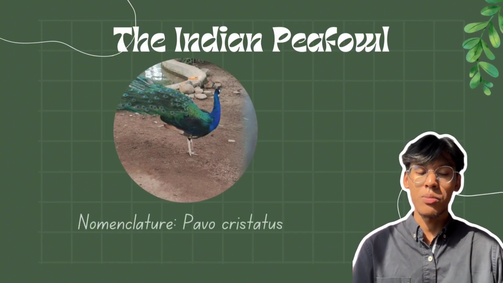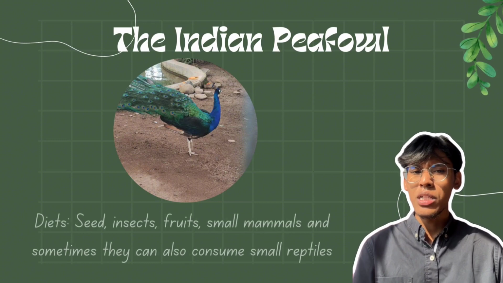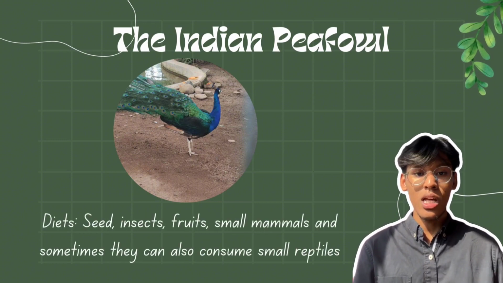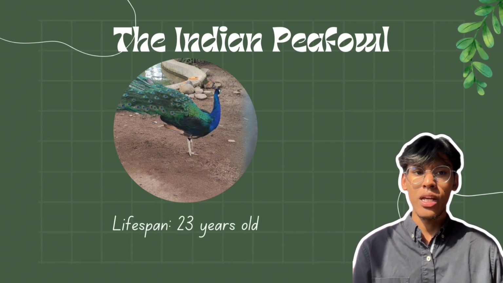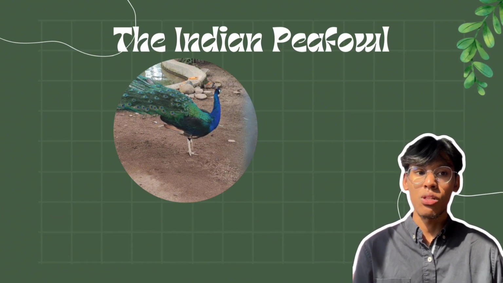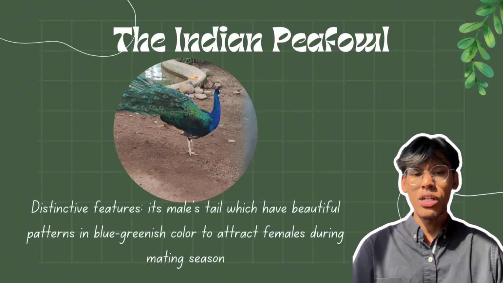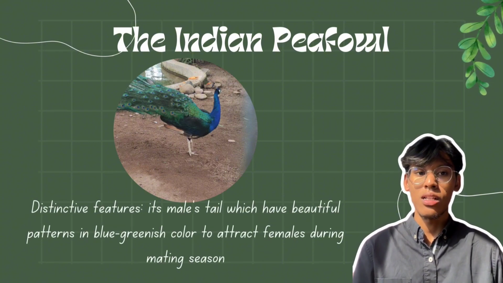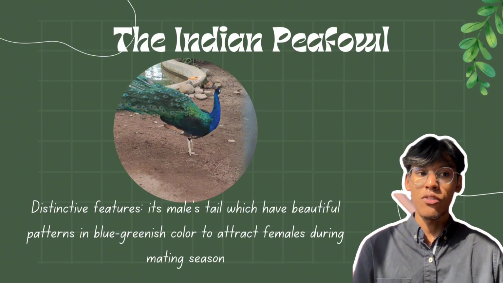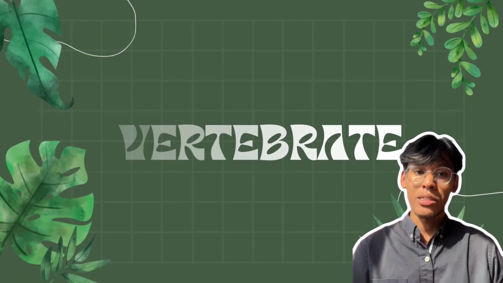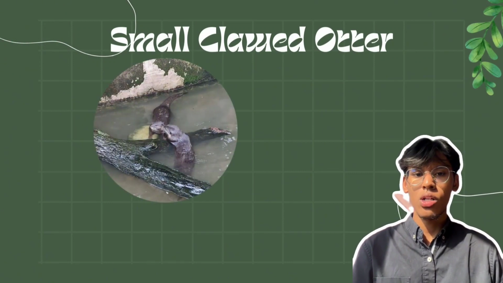The first vertebrate animal I will discuss is the Indian peafowl. Its scientific name is Pavo cristatus. Their diets mainly consist of seed, insects, fruit, small mammals, and sometimes they can also consume small reptiles. Their lifespan can reach a maximum of 23 years old. The distinctive feature for Indian peafowl is on its male tail, which has a beautiful pattern in blue-greenish color to attract females during mating season.